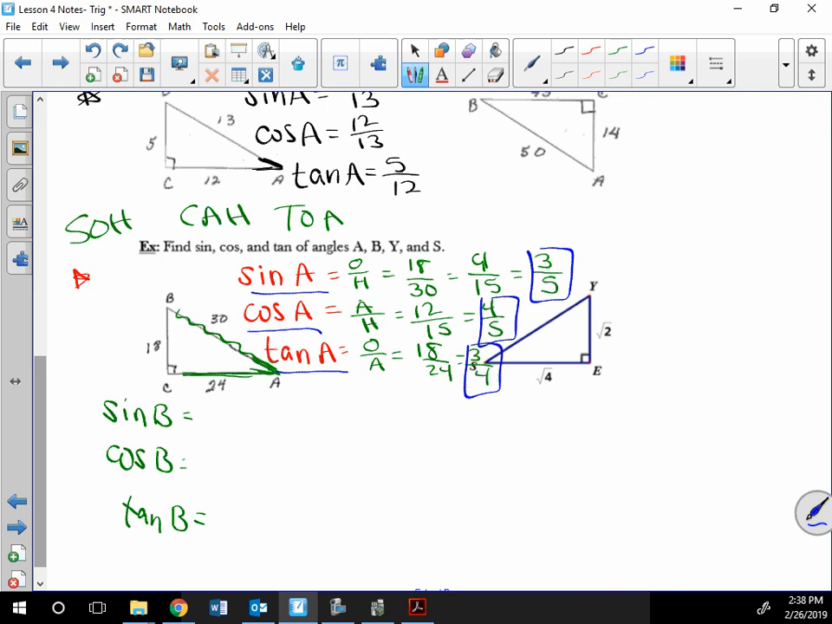Okay, so I want to compare how that is with sine of B. So now we're going to look at angle B. Notice now my opposite and my adjacent have changed. So sine is opposite over hypotenuse. What's my opposite now? 24. Hypotenuse is still 30. What does that reduce down to?